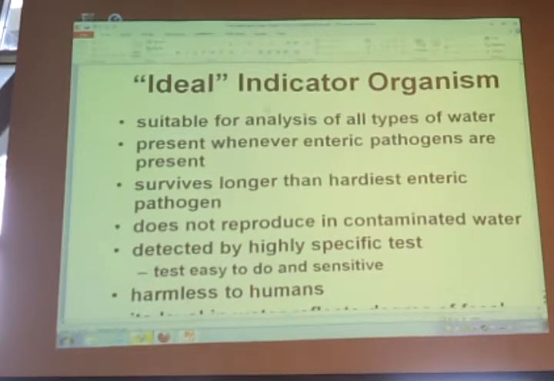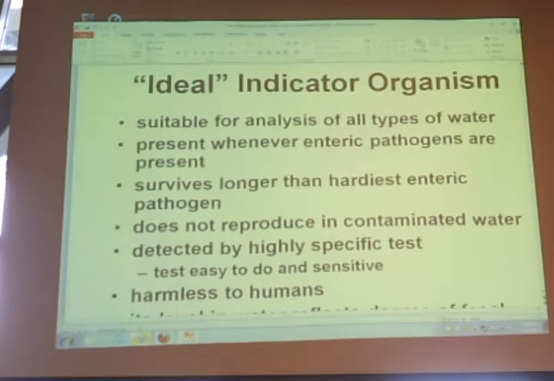Okay, so what is an ideal indicator then? It's suitable for analysis of all types of water. So if we have the perfect indicator, then it doesn't matter what the water source is. It's going to work for all of them. It's present whenever the pathogens are present. Okay, we don't want to find an indicator but there's no pathogens there. That would be called a false negative. I mean, a false positive, sorry.